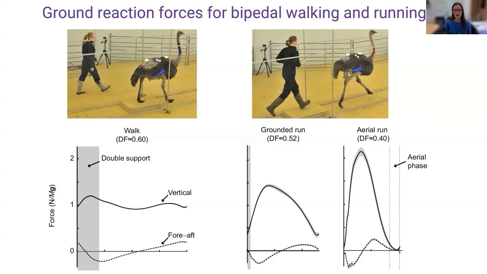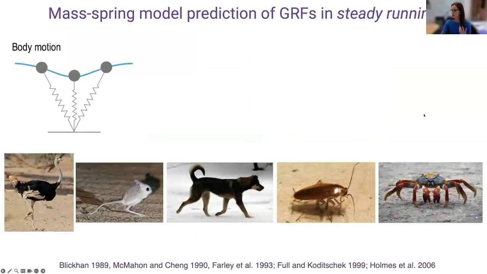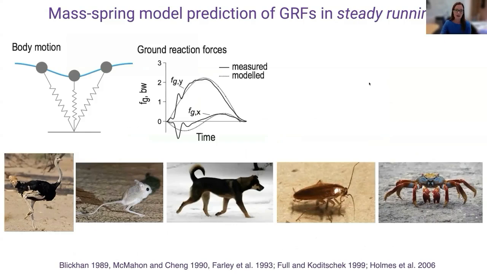And you see that as we go from slower running to faster running, there's an increase in the magnitude of the fore-aft impulses as well. So the mass spring model can be used to predict the specific magnitude and timing of the ground reaction forces for a particular gait. So we have a point mass bouncing on a massless leg spring, and if we simulate this, which we'll do in a minute in our interactive activity, you can predict the ground reaction forces.